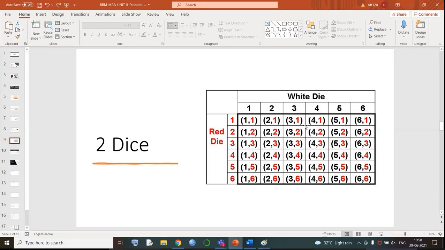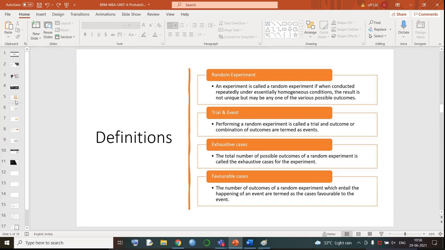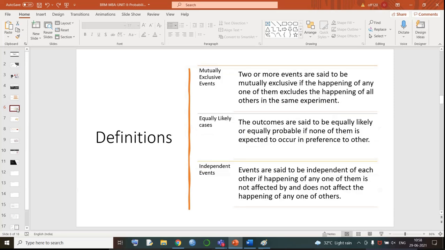Out of which, what is our question? The outcome should be, both the numbers should be same. See, that means how many combinations are there? 6 combinations. So 6 by 36 is our answer. So that is how you need to identify what is the problem given, how do we need to bring up our answer. Okay. So I think the concept of favorable cases and exhaustive cases are clear. Let us see only two more definitions and let's move on to the problems.